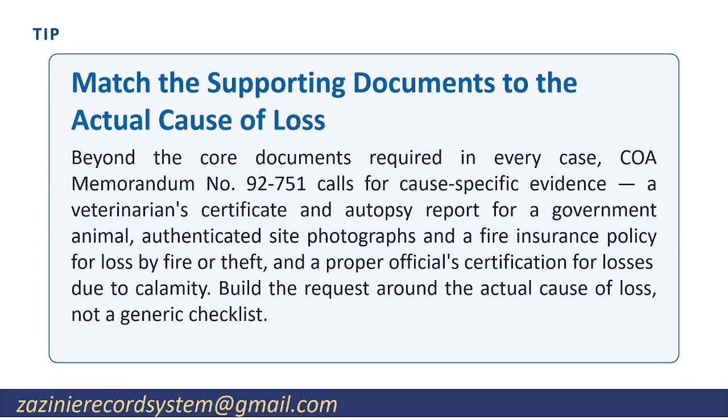Tip: match the supporting documents to the actual cause of loss. Beyond the core documents required in every case, Commission on Audit Memorandum number 92-751 calls for cause-specific evidence, a veterinarian's certificate and autopsy report for a government animal, authenticated site photographs and a fire insurance policy for loss by fire or theft, and a proper official certification for losses due to calamity. Build the request around the actual cause of loss, not a generic checklist.